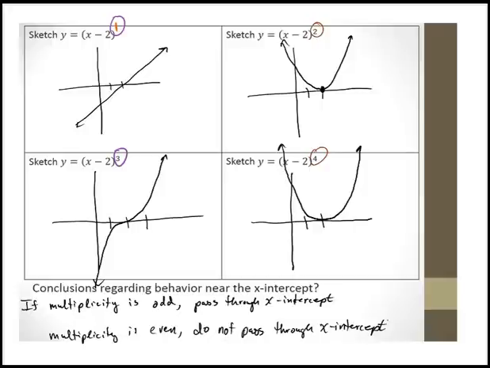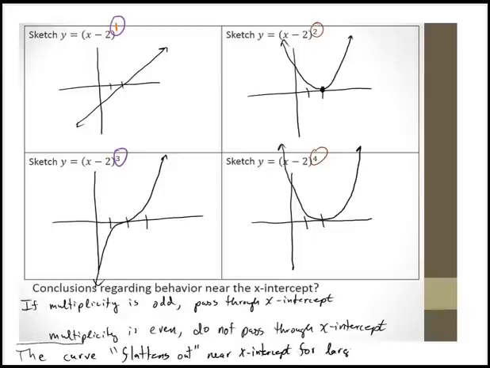And we can also go a little bit further. We can say that the curve flattens out near the x-intercept for larger multiplicities.